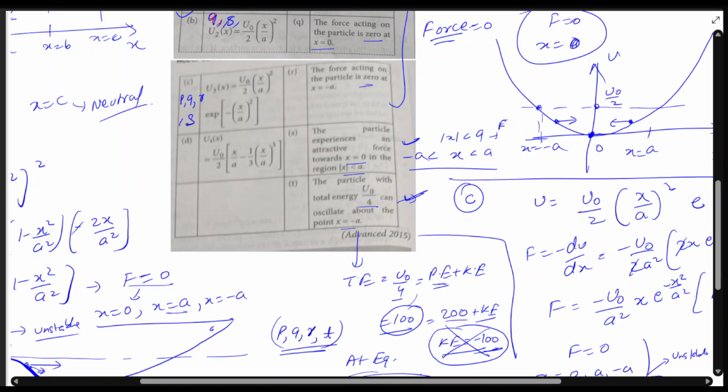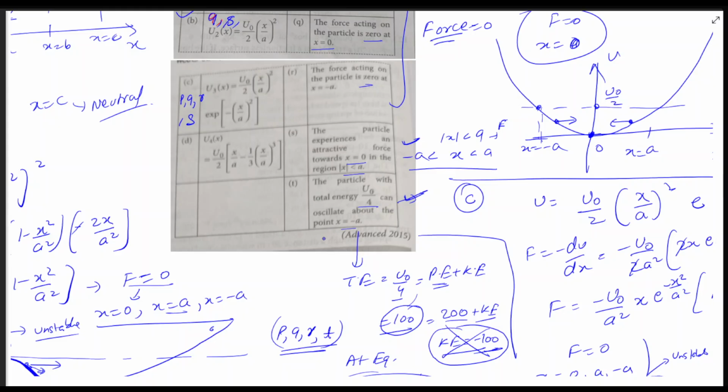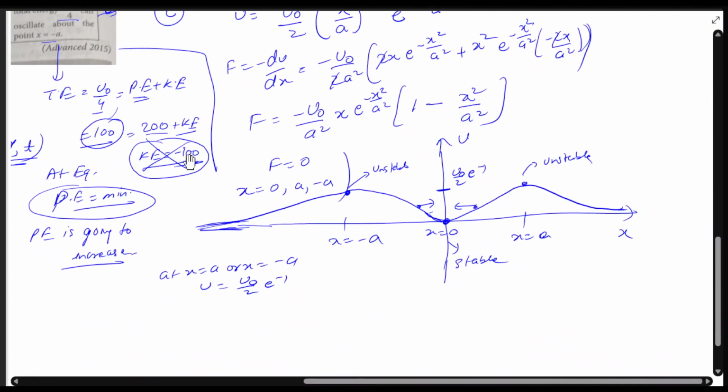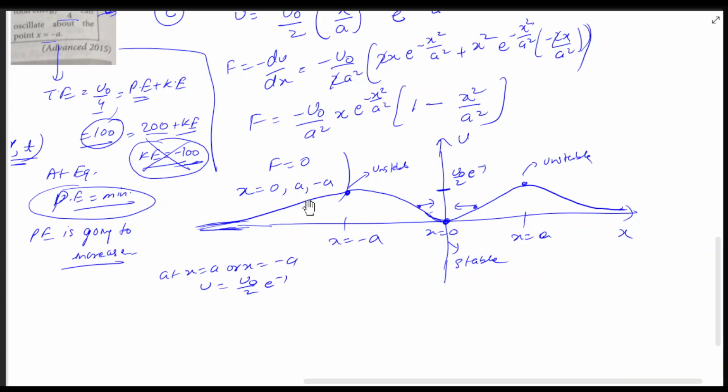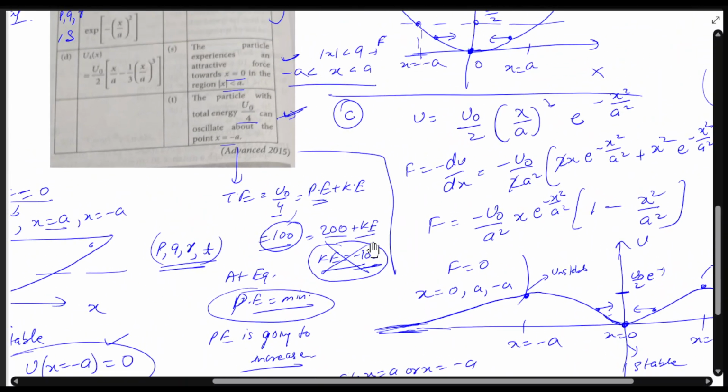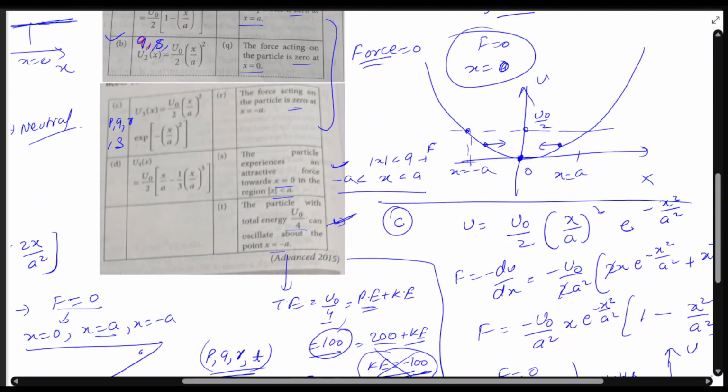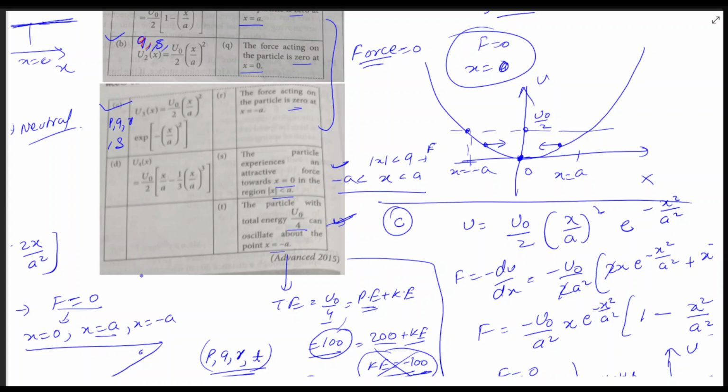Now we have to check T option. So at x equals to minus a, so x equals to minus a is unstable equilibrium. If you put particle here or in the right side, it will go like this. And if you put here, it will go like this. So T will not be there. Okay. So this marks an end to our part C. So it's a quite lengthy part. Let's move on to D.